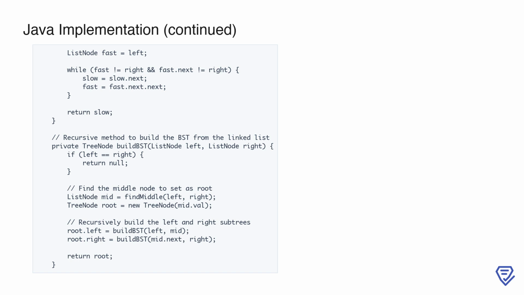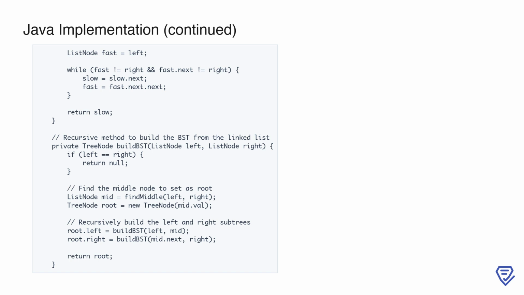The findMiddle method uses a two-pointer approach to locate the middle node. The slow pointer advances one step at a time, while the fast pointer moves two steps. This ensures that when the fast pointer reaches the end of the list or hits the boundary defined by the right parameter, the slow pointer will be at the middle node. This node will later serve as the root of our binary search tree.